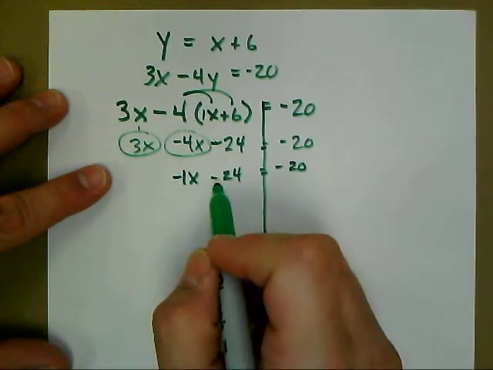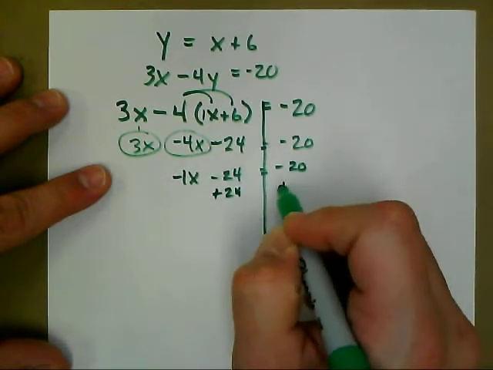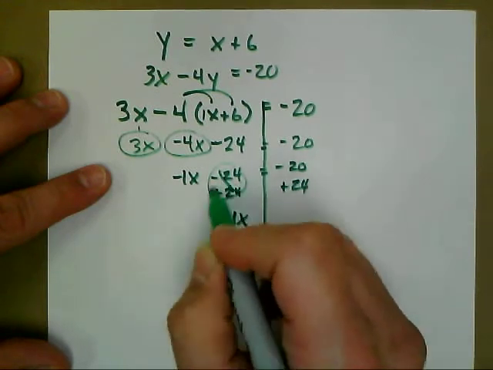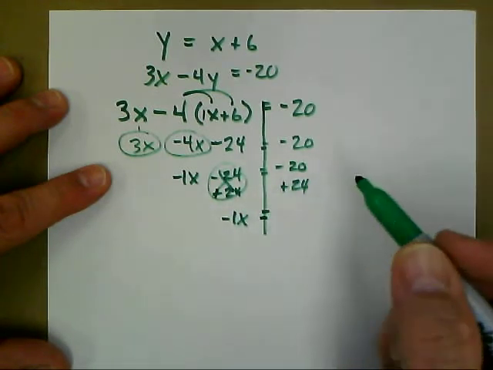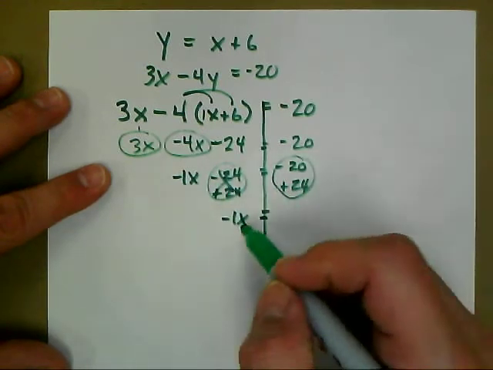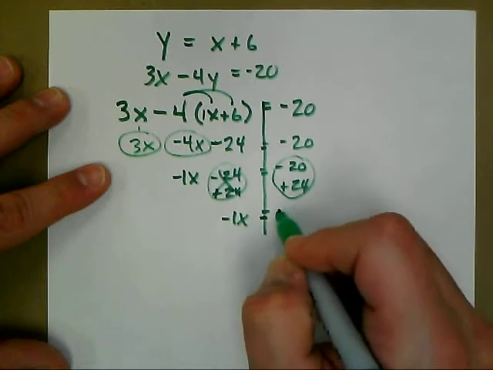So I'm going to get rid of what's added or subtracted because I don't have an extra variable. So I'm going to go ahead and add 24 to both sides of the equation. I'm left with negative 1x over here because those two are opposite operations and they cancel out, or they disappear. They actually become 0, and 0 plus anything is just itself. Negative 20 plus 24 is 4.